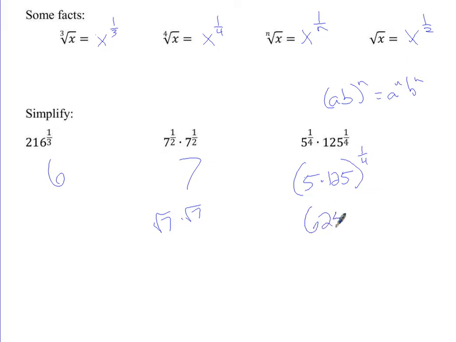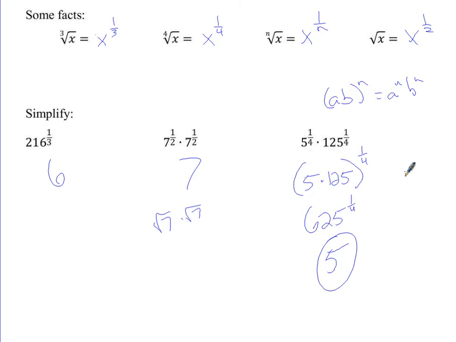625 to the 1/4 power. Now is there a number that times itself 4 times gives me 625? 25 times 25 is not 625, and that's only twice. 5 times 5 times 5 times 5 is 625. 25 times 25 is 625, but it's 5 times 5 times 5 times 5. So this answer is 5. But that's why the answer is 5.